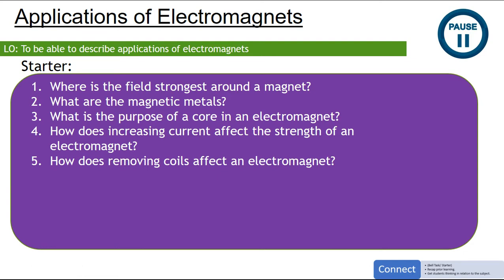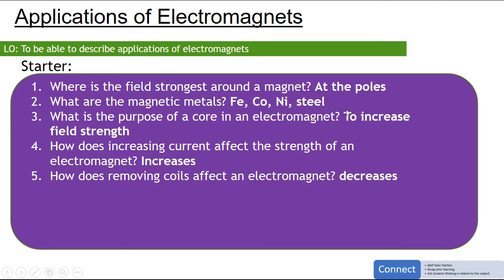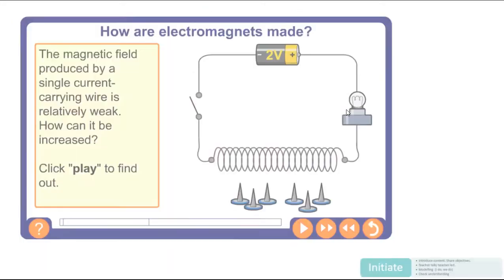Okay, so electromagnets are quite simple to understand. And here the answers are popping up now, so just check. There we go. So the field is strongest around the poles. We know we can change the strength of an electromagnet by adding coils or adding more current. Okay, so let's move on.